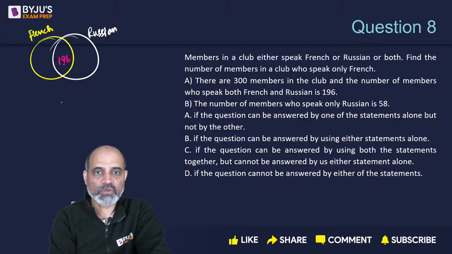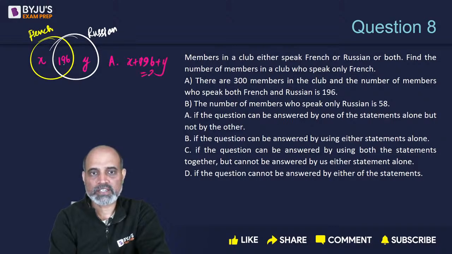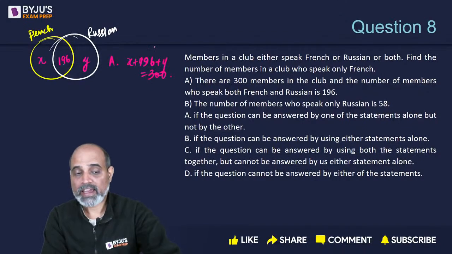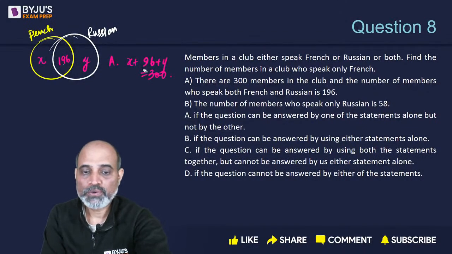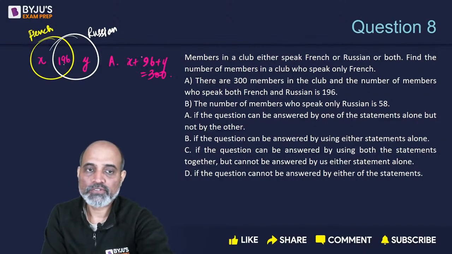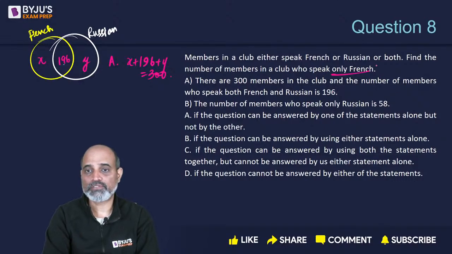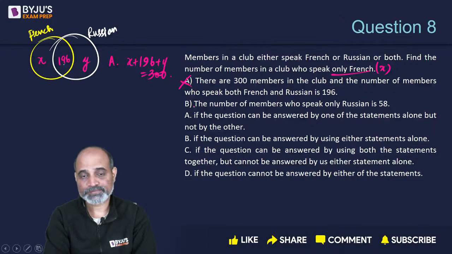So this is known to us from statement A. This is 196, and we are told that suppose this is x, this is y. So x plus 196 plus y is given as 300. We have two variables, x and y, and only one equation, so obviously we would not be able to calculate the value of y here. That's exactly what is asked. Only French would mean x, not y, sorry. So from A, we won't be able to answer this.